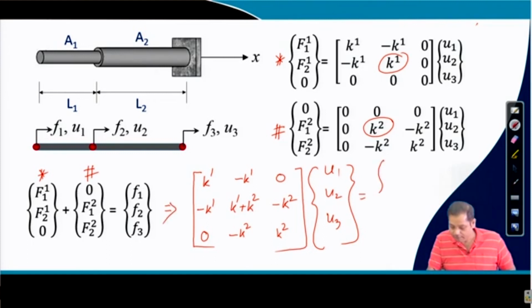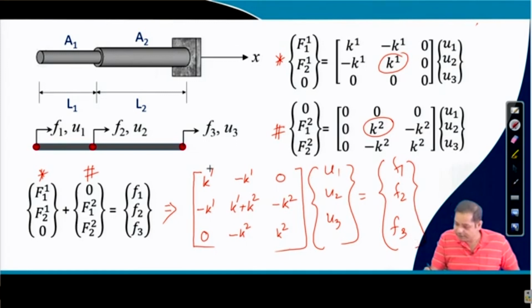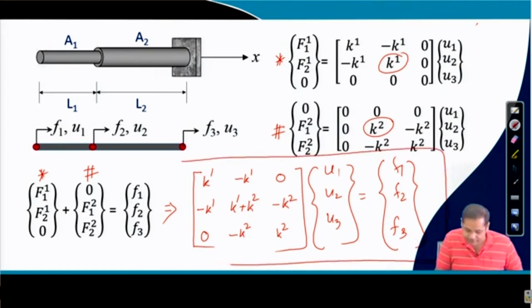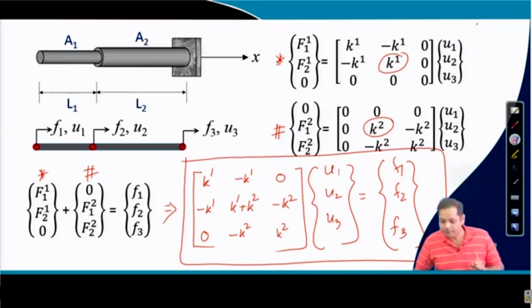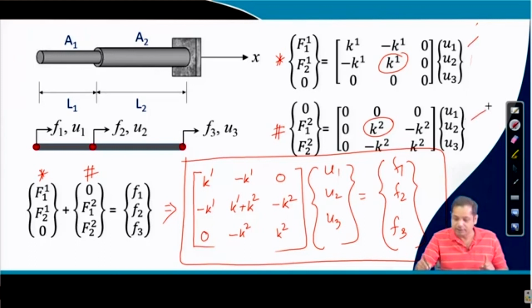F1, F2 and F3. So this is our equation for the entire system. Now this was the equation, these equations were the equations at the element level, and then when we combine them, assemble them, this gives the equation for the whole system. So this is assembling. Now once it is assembled, the next job is to solve it.